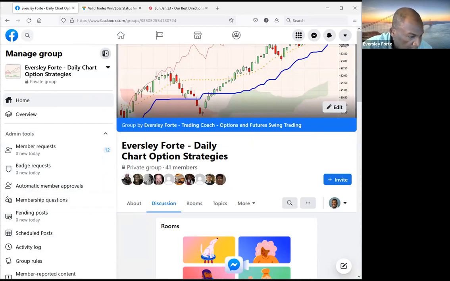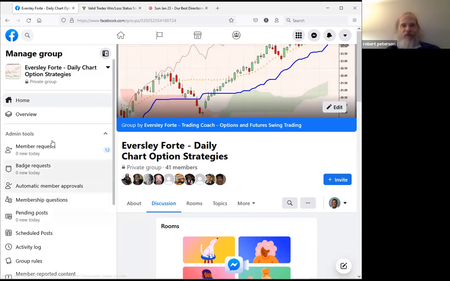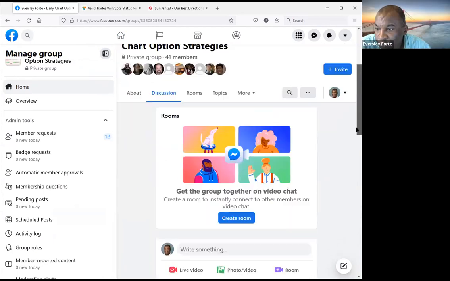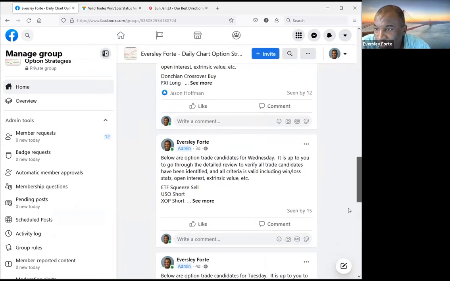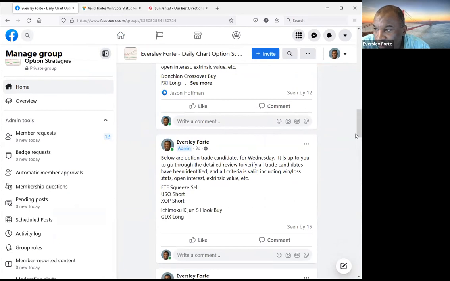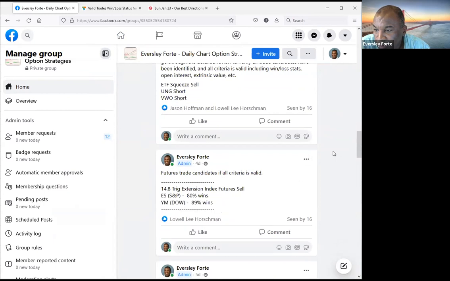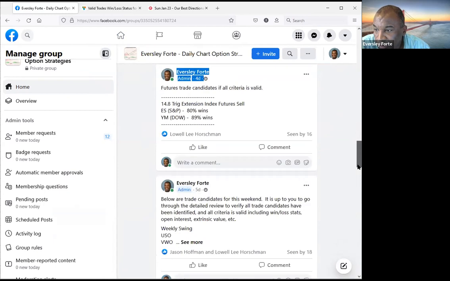So this is our Facebook group for the option trades, and we post the option trades in this group to see what's valid on any given day. I'll post some of the futures trades in here too.